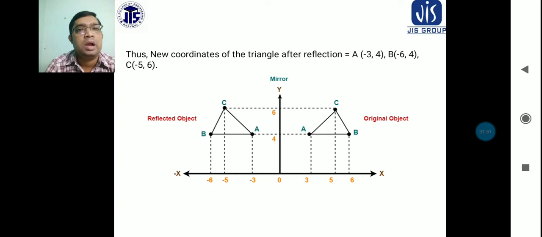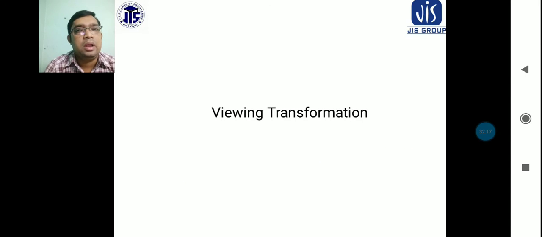Similarly, this reflection works like a mirror image. Consider the mirror in every house: in front of the mirror, left becomes right, the opposite, and that is the reflection by the mirror. Similarly, you can see the original object and the reflected object. In the next classes we can discuss viewing transformations. Thank you, students.